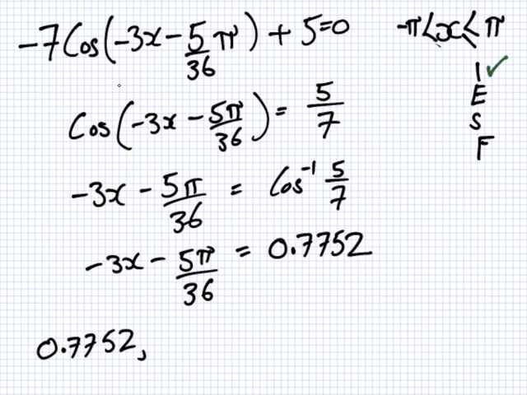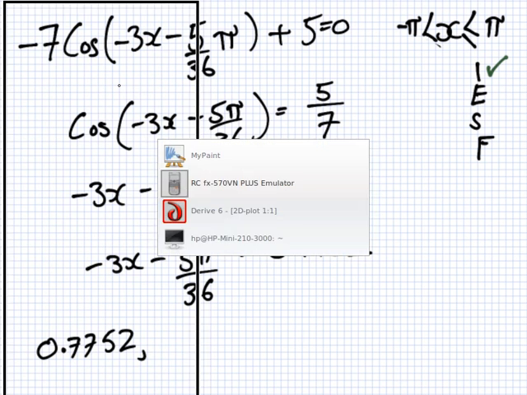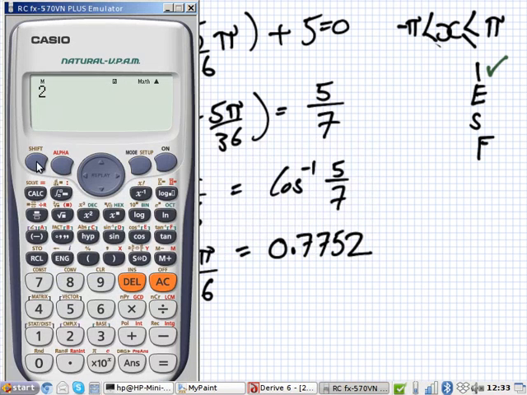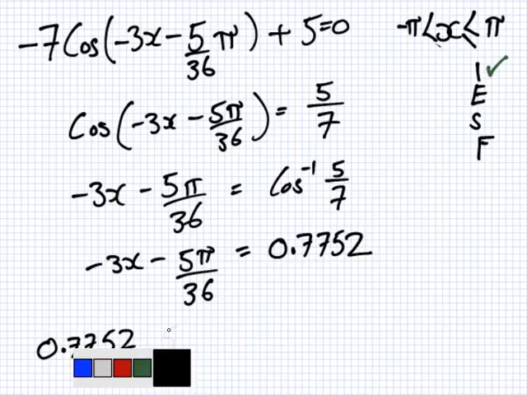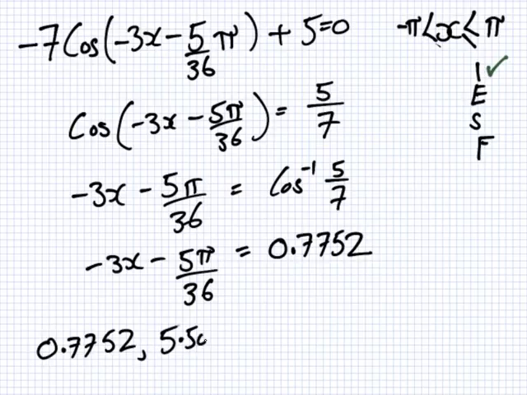360 or 2 pi minus this answer here. So on my calculator, that's 2 pi minus my answer, 5.508. That is only 2 of the answers, and we said we need more.